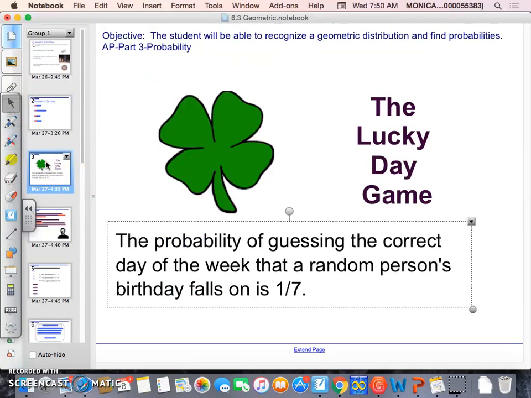So an example setting of this is like the Lucky Day game. So if I said, I'm thinking of somebody, and I want you to guess what day of the week the person was born on. And if you get it correctly, you win. If you guess it incorrectly, you lose. And so the probability of guessing correct, because there's 7 days of the week, is 1 out of 7. So I don't want to know the date. I just want to know, were they born on a Monday or a Tuesday, right?